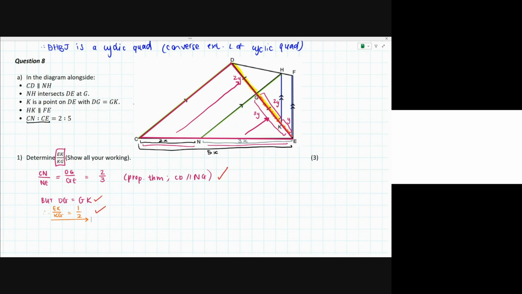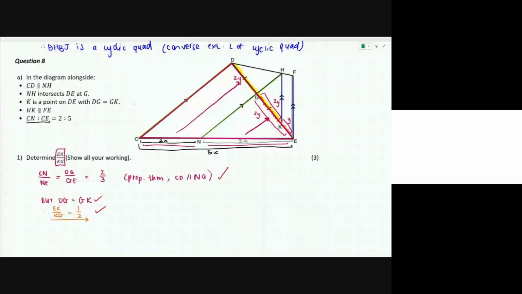Okay, so because CD is parallel to NH, we have the proportion theorem in this triangle. What that means is I can use the proportion I was given, the CN to CE situation, and I can work out the proportion of DG to GE. Once I had that, I knew that DG was the 2 parts, GE was the 3 parts, but I also know that DG is equal to GK. So if DG is 2 parts, GK must also be equal to 2 parts.